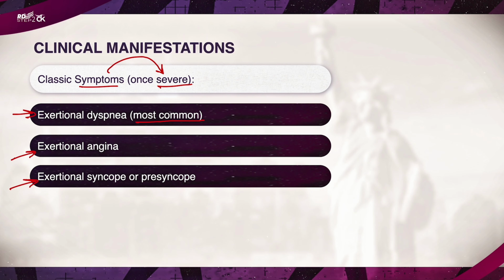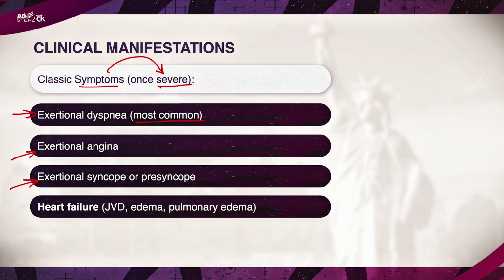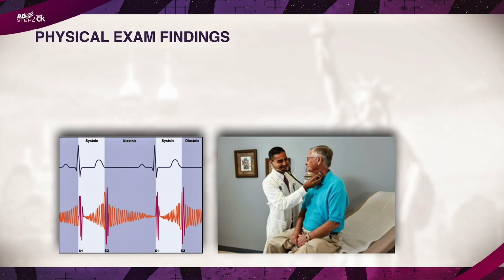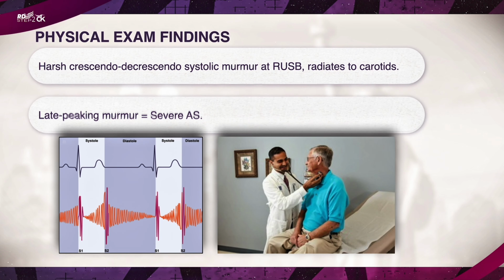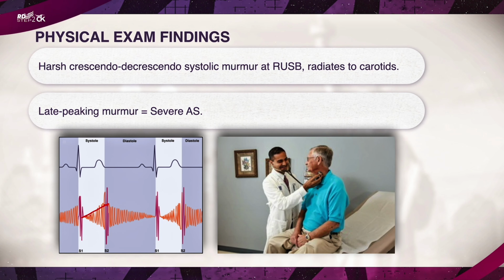As the disease progresses, signs of heart failure can develop, like JVD, peripheral edema, and pulmonary congestion. On exam, the hallmark finding is a harsh crescendo-decrescendo systolic murmur, diamond murmur, best heard at the right upper sternal border and radiating to the carotids. Very high yield this information. So that crescendo-decrescendo shape gives it the classic diamond-shaped murmur.